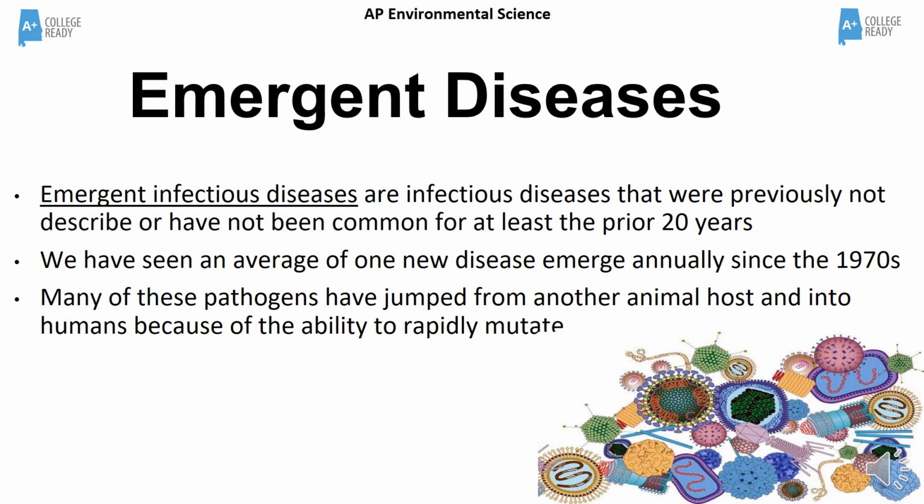Emergent infectious diseases are infectious diseases that were previously not described or have not been common for at least the prior 20 years. We've seen an average of one new disease emerge annually since the 1970s. Many of these pathogens have jumped from another animal host into humans because of their ability to mutate.